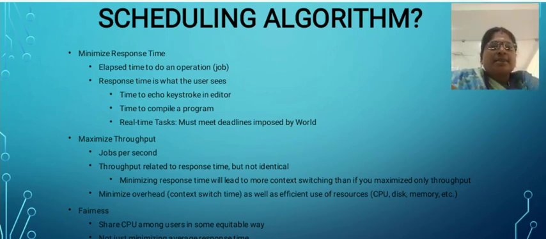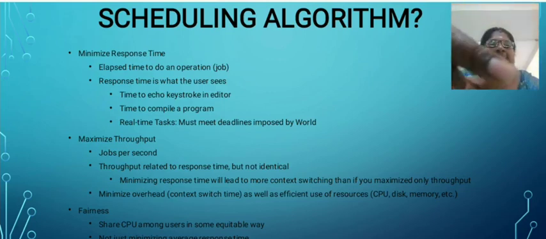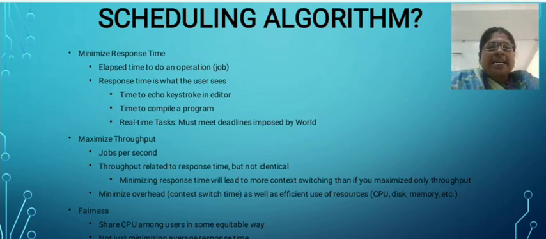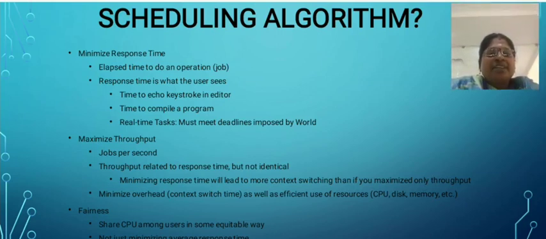Real-time task must meet deadlines imposed by world. Maximize the throughput, jobs per second. Throughput means how many tasks, that is jobs, executed in a particular time, that is called throughput. So we increase the maximized throughput by using the scheduling algorithm. So jobs per second, throughput is related to response time but not identical.